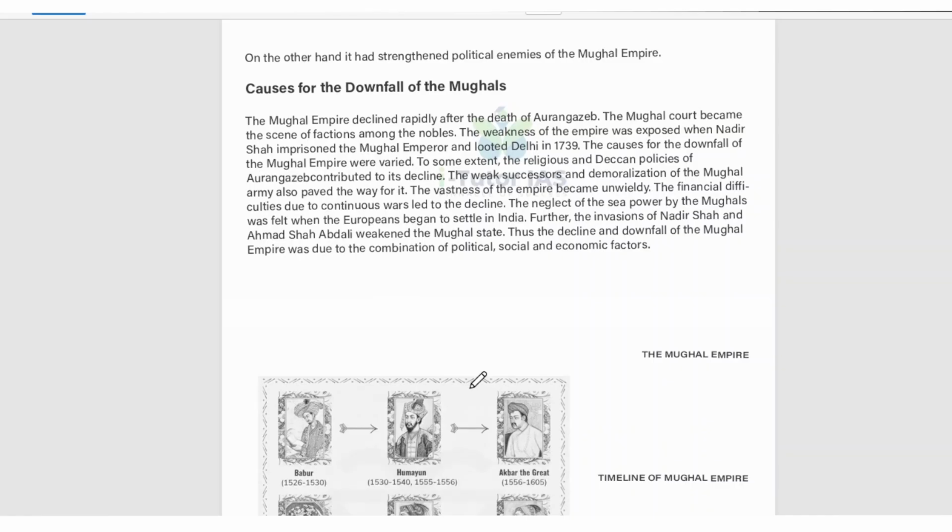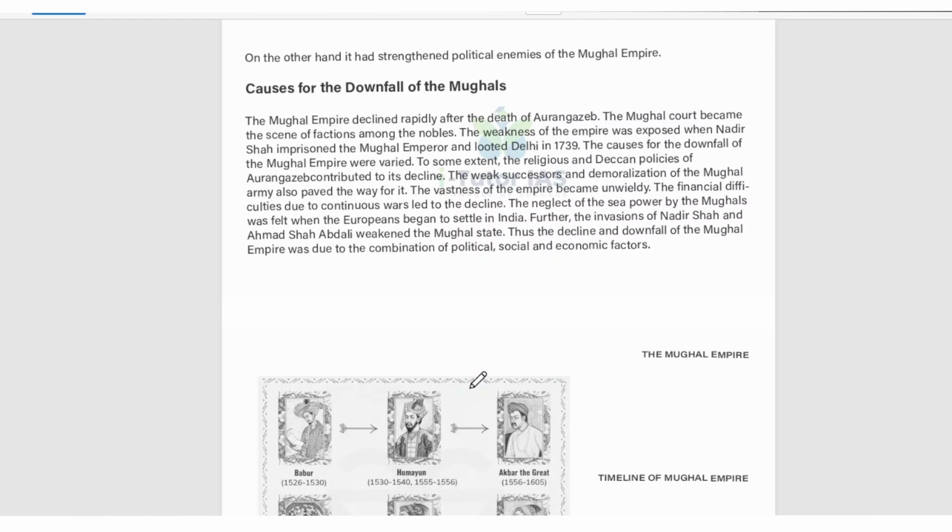Now, the causes for the downfall of the Mughals. What are the causes? The Mughal Empire declined rapidly after the death of Aurangzeb. The Mughal court became the scene of factions among the nobles. The weakness of the empire was exposed when Nadir Shah imprisoned the Mughal emperor and looted Delhi in 1739. The causes for the downfall of the Mughal Empire were varied. To some extent, the religious and Deccan policies of Aurangzeb contributed to its decline, and the weak successors and demoralization of the Mughal army also paved the way for it.